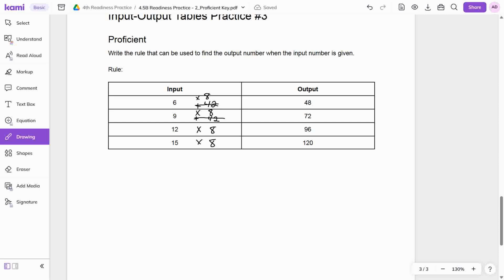So our rule is going to be pretty simple. We're just going to write multiply by 8. But for that very first row, it could be a multiplication or an addition in order to get bigger. So you have to apply it to the second row and then the rest of them to see which of those two is going to work for all of them.